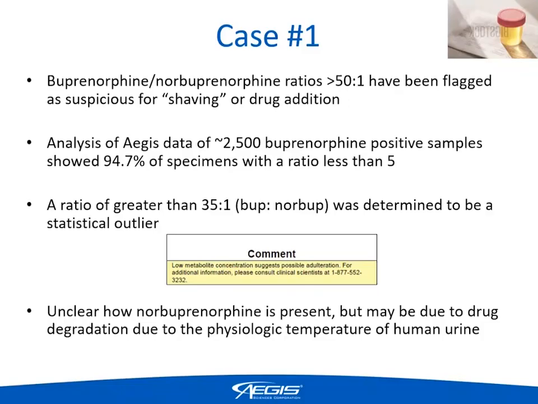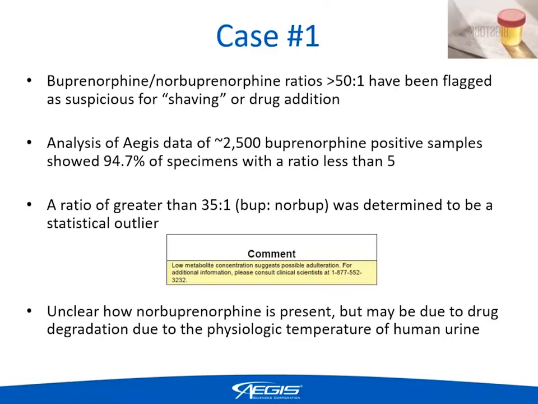What Aegis has done to generate our comment is we looked at over 2,500 buprenorphine positive samples, and roughly 95% of these had a ratio of less than 5 of the buprenorphine to norbuprenorphine. And clinical studies, typically in inpatients who are in an acute withdrawal situation or trying to get over opioids, are given an observed amount of a buprenorphine containing product, so they can see that they're taking it and they know the dosage.